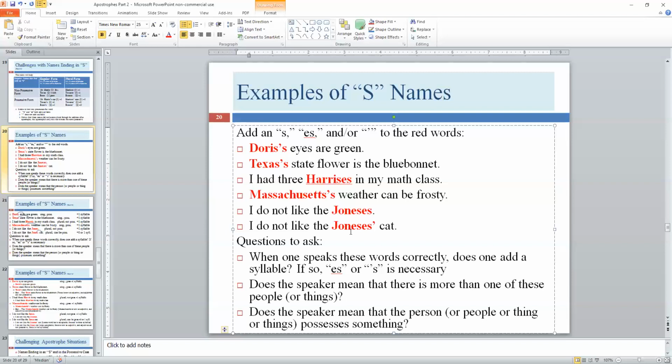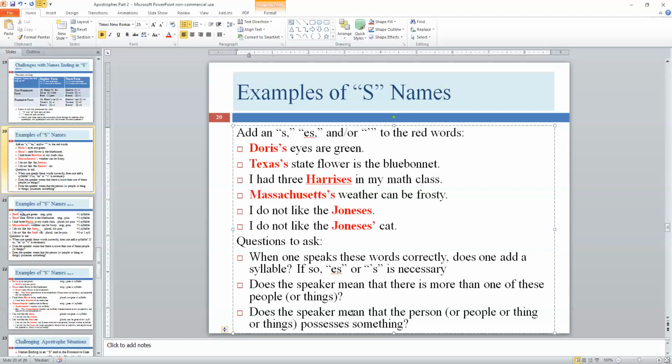The next question asked is, what does the speaker mean? Does he mean there's more than one of either the people or the things? Is there more than one Doris? Is there more than one Texas? Is there more than one Harris? Is there more than one Massachusetts? Is there more than one Jones? All of those things are important.